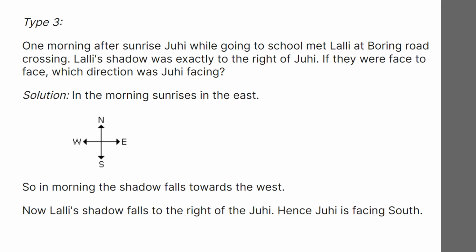Yes, so now as we know, in the morning the sun rises in the east, and we are ready with our direction chart near the question. So you can see here, in the morning the shadow falls towards the west, that means the opposite side. Now with this, if you can imagine, Lali's shadow was exactly to the right of Juhi, which indicates that Juhi is facing south. Yes, this is one type of problem which they will ask in the direction sense test.